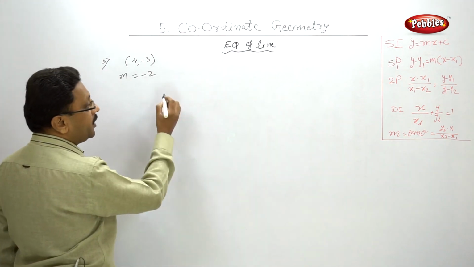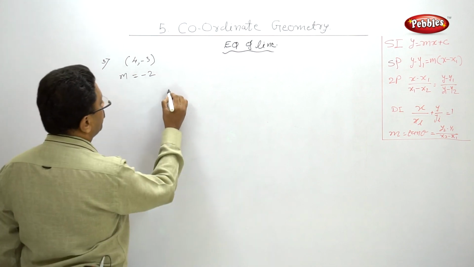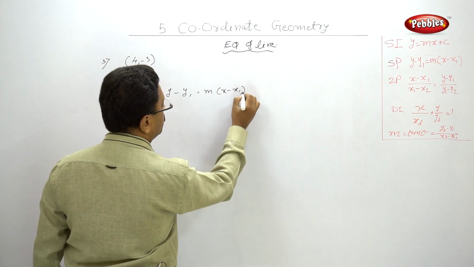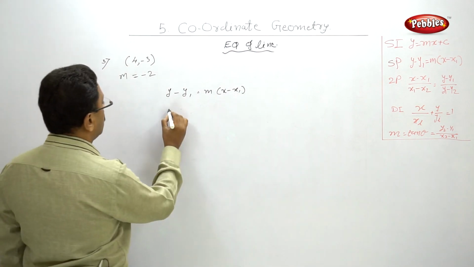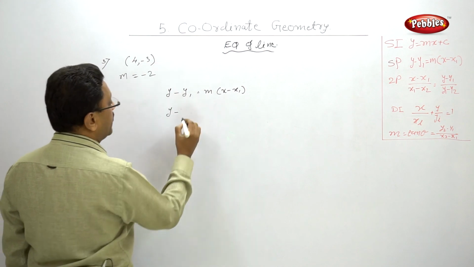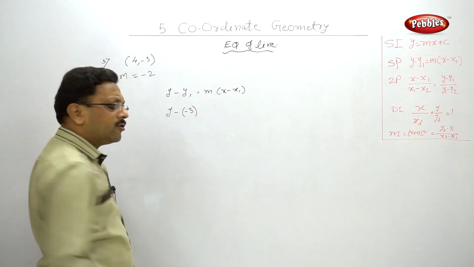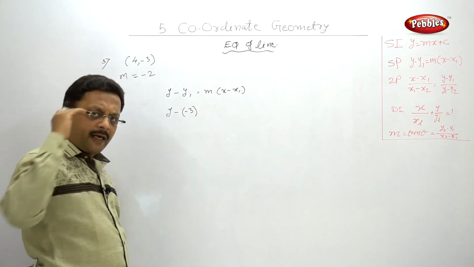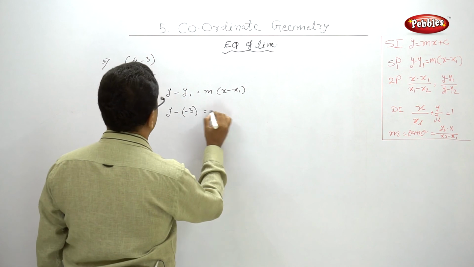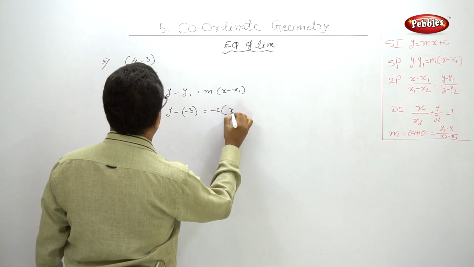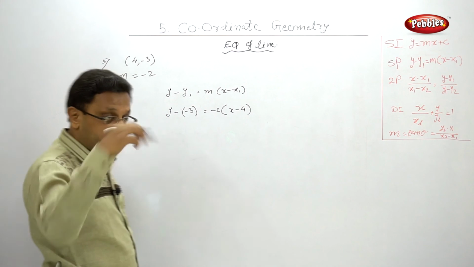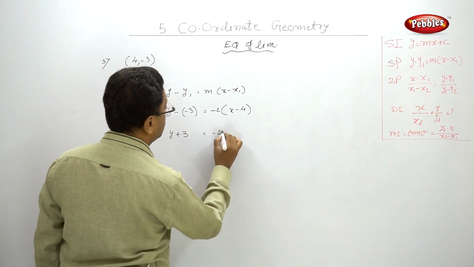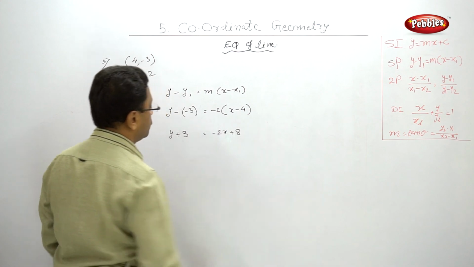So our SP form is y minus y1 is equal to m into x minus x1. So y minus y1 is minus 3. Write down minus 3 in brackets. Don't try to solve that directly. Let one step be added. Is equal to m, meaning minus 2, into x minus 4. Now we will solve this. y plus 3 is equal to minus 2x plus 8.